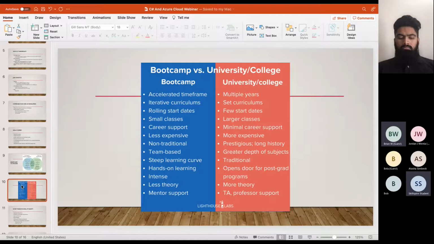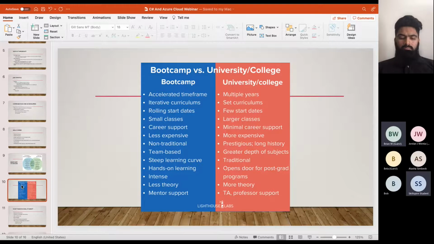Whereas with universities and colleges, they spend more time on saying, this is the history of things, the theory of things. You need to understand why this happened. And then it mainly opens doors for going into higher education compared to industry. So it's just a different focus.